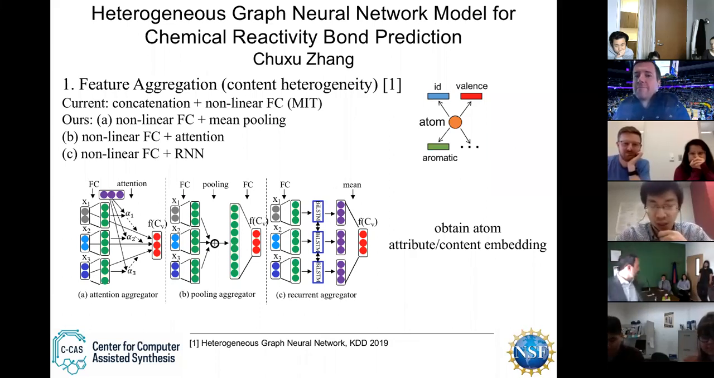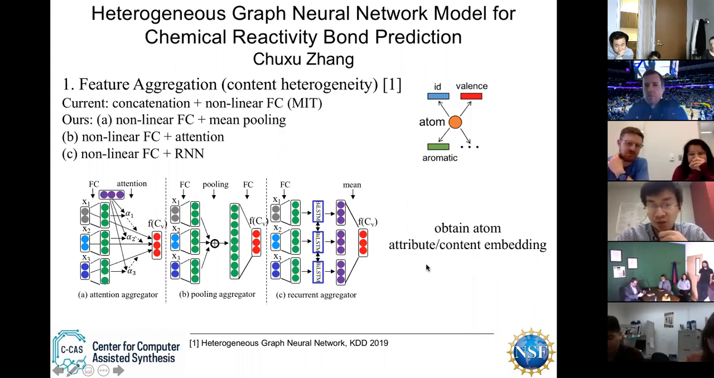Sorry. So, for example, we use an FC layer to map the different content features into the same feature space. Then we feed these content features to the recurrent neural network, then use another mean pooling layer to obtain the general attribute or content embedding of atoms. Why do we introduce the recurrent neural network here? We have two reasons. The first is that by using a recurrent neural network, we can model the interactions of different features. And also, we can accumulate the effect of different types of content features.